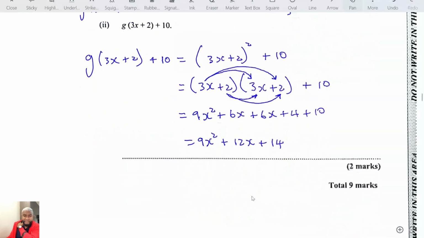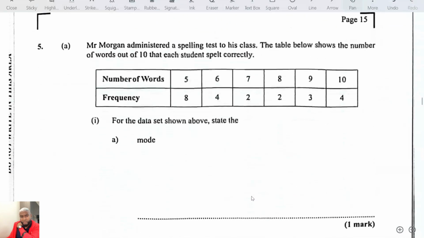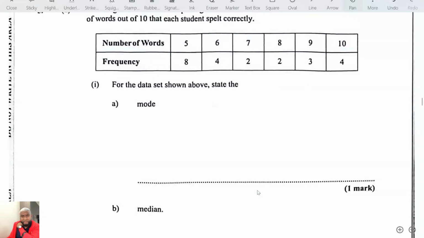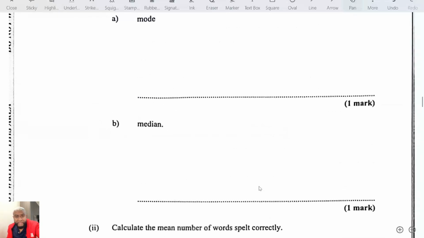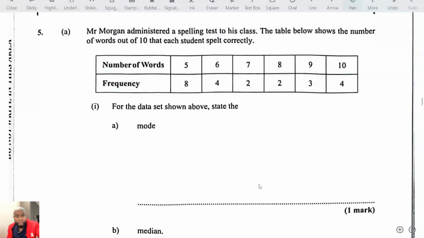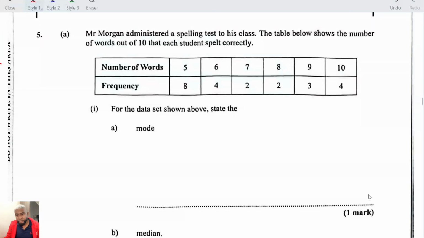Now we have 10 minutes still, right? We could start this now. Yeah, we have 10 minutes. Let's see if we can just do these 2 parts. They want to find the mode and the median. Look at this here. Find the mode and median.